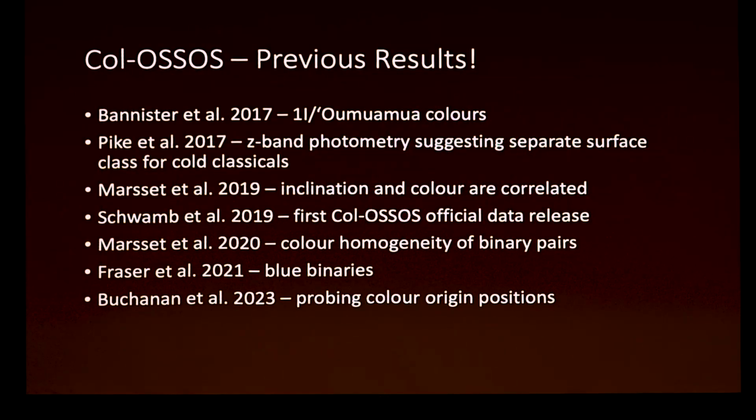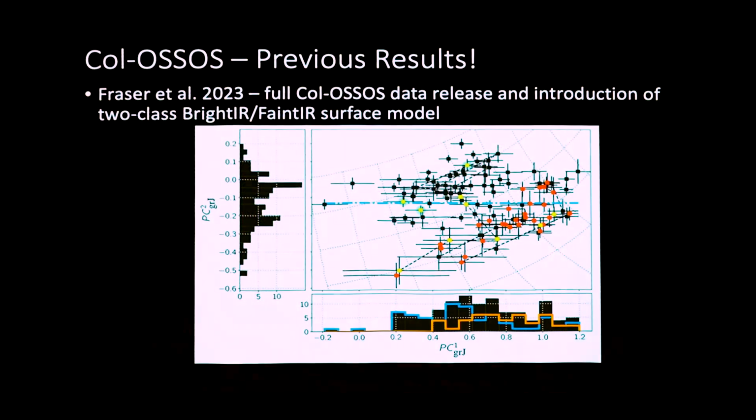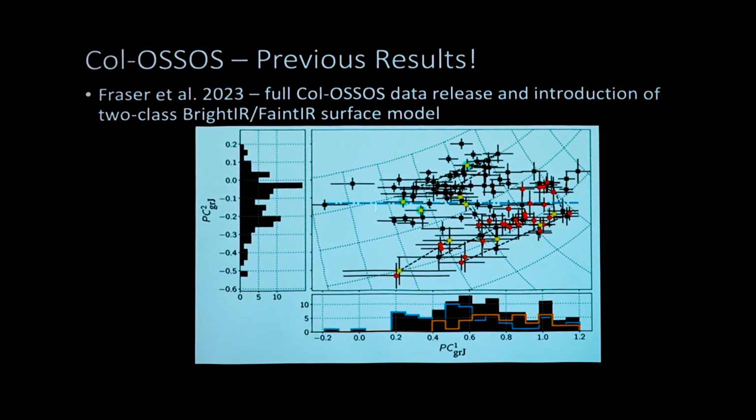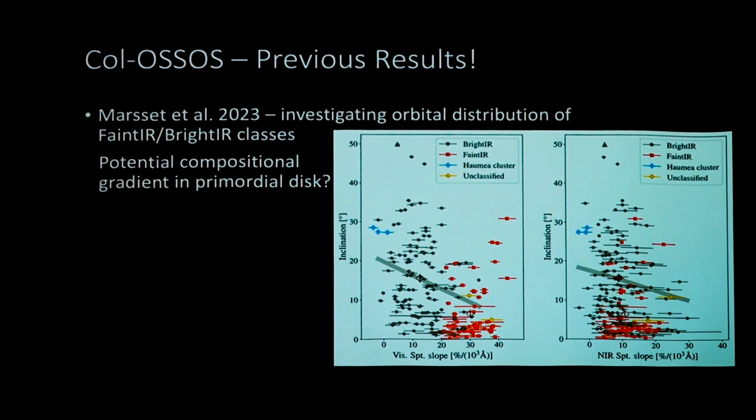And throughout this survey, there's been lots and lots of previous results of cool things: interstellar object colors, correlations which have been previously discovered as well between inclination and color, the presence of, I'll talk about later, blue binaries, which are these neutral filament binaries which help put constraints on the formation of the outer solar system. Some of the more recent ones, such as the definition from the full Colossus data release, the definition of these bright IR and faint IR surfaces. And how, if you use the bright IR and faint IR surfaces instead of just red and blue, you can better define what the primordial disk might have been like.